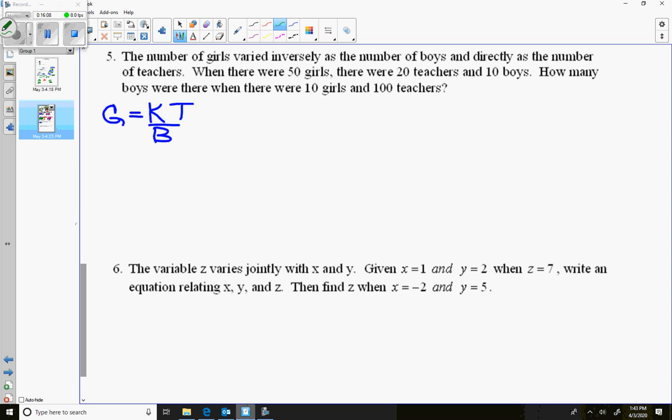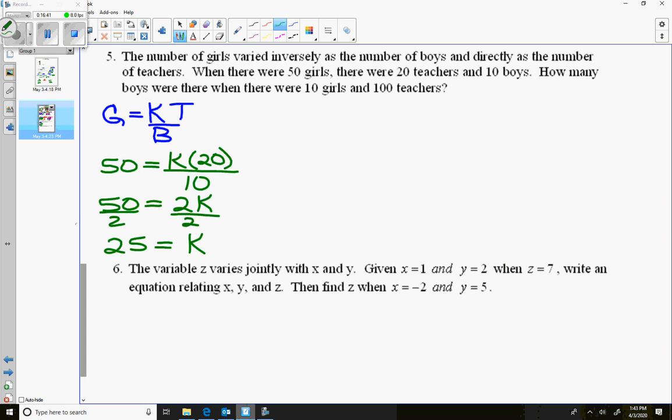Step two, when there were 50 girls, there were 20 teachers and 10 boys. Step two, solve for your K, your constant of proportionality. Do this a couple of different ways. Since 20 is divisible by 10 easily, I would just go ahead and do that. Get 50 equals 2K. Now divide by 2. You could have solved it differently. You should end up with the same answer for K though.